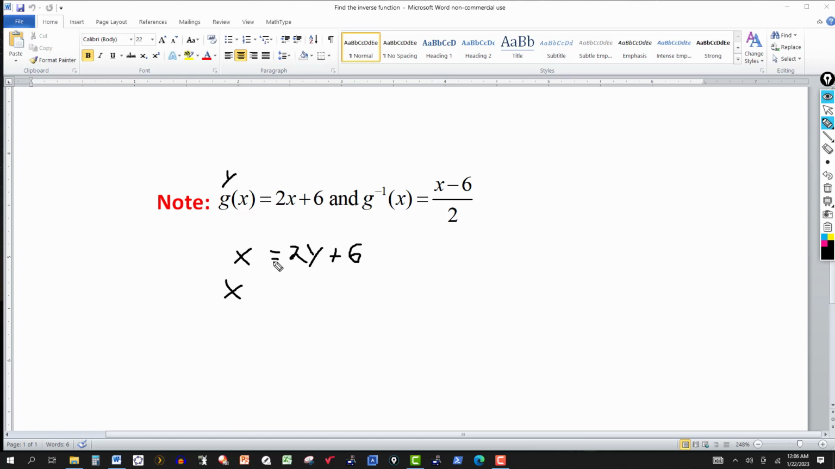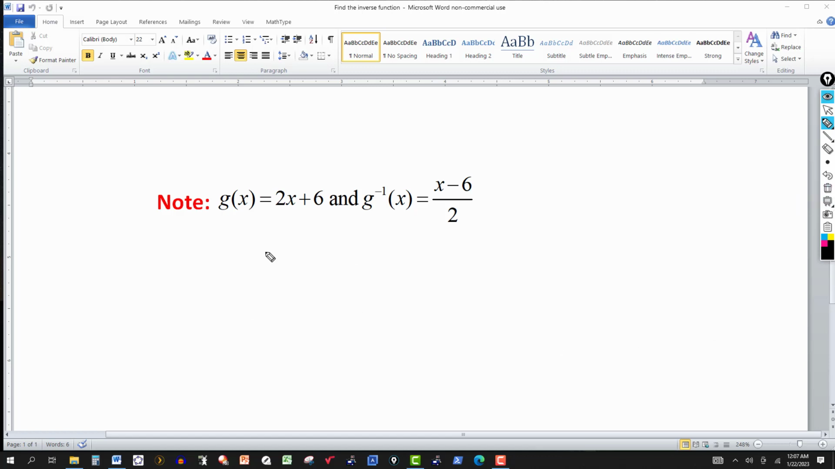So bring the 6 over to this side, or add minus 6 to both sides. We get a minus 6 here. And then divide both sides by 2. So the inverse is y is equal to x minus 6 over 2, which is what is here. And then we just rename the y. In this case it would be g of x over here, and then the inverse would be g inverse of x. That's the way you do it.